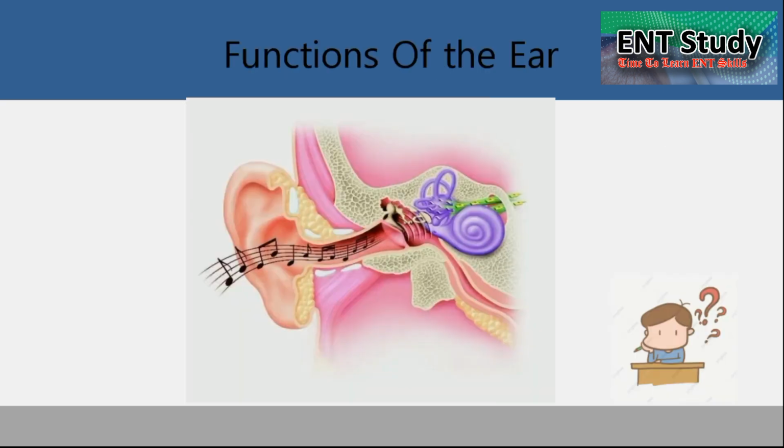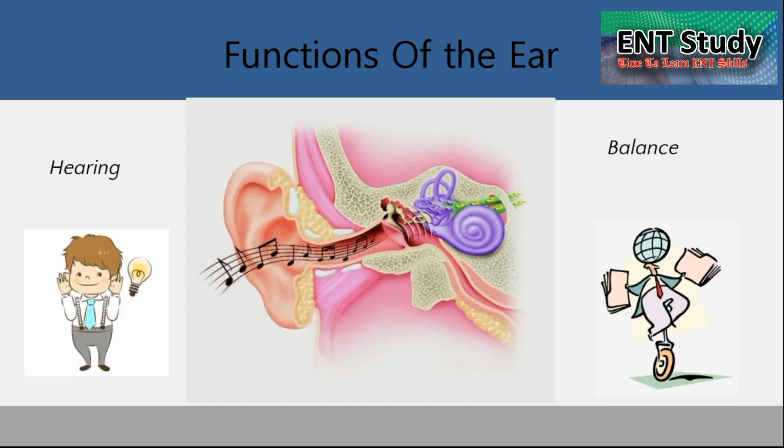So, what are the functions of the ear? We all have ears. Hearing and balance. There are two systems which are operated by our ears and are responsible for each function: the auditory system and the vestibular system.